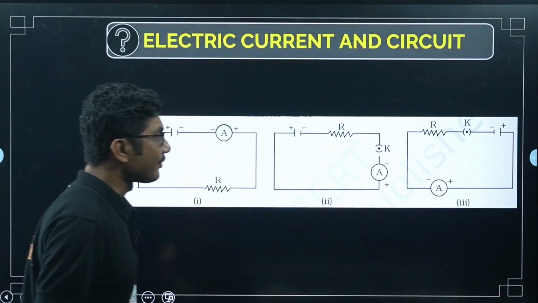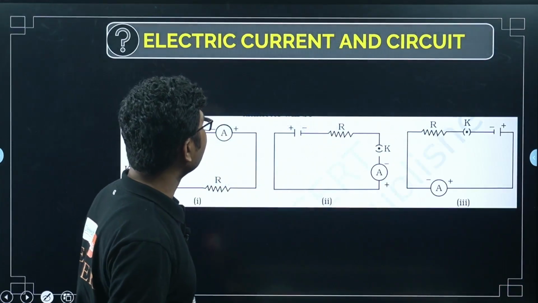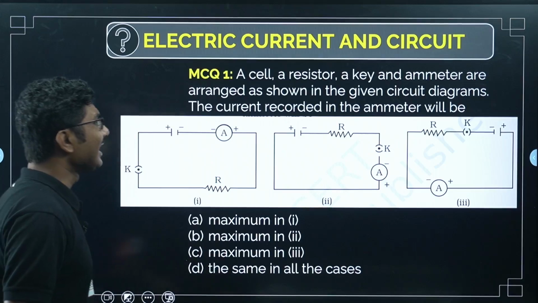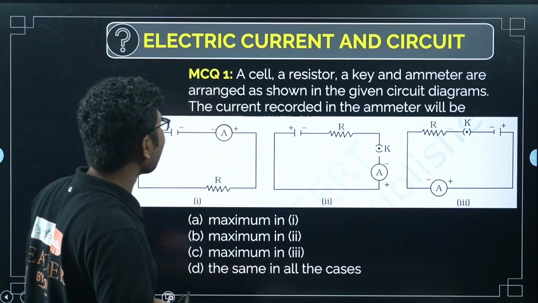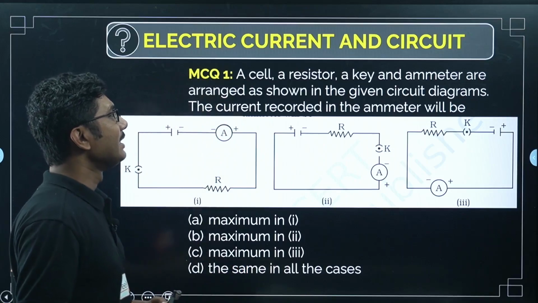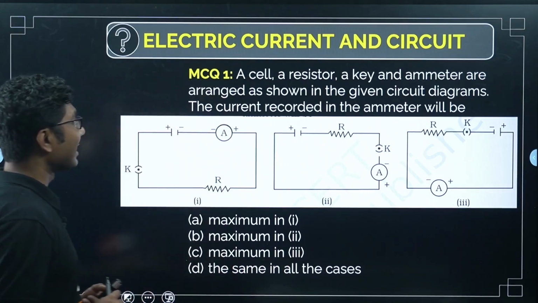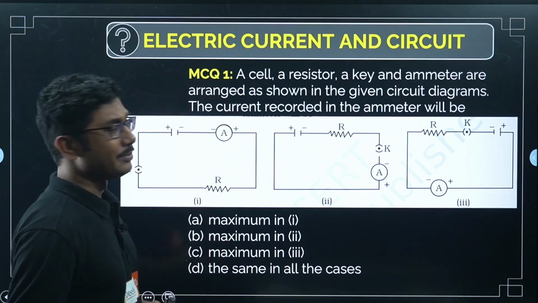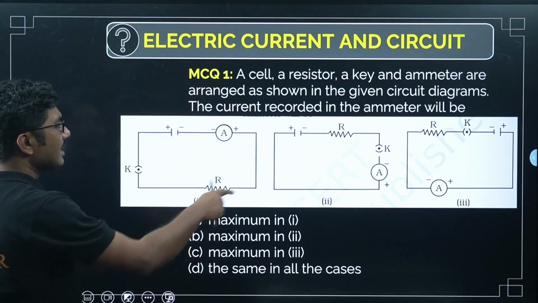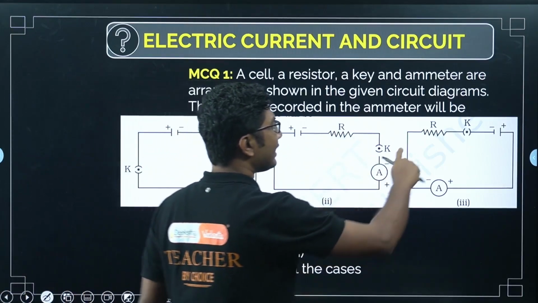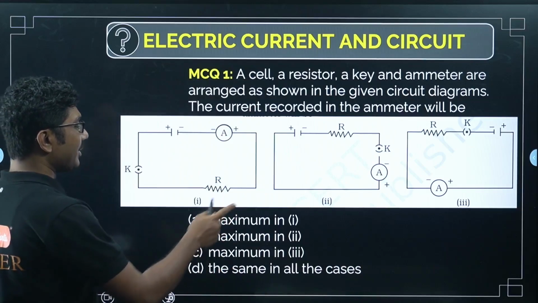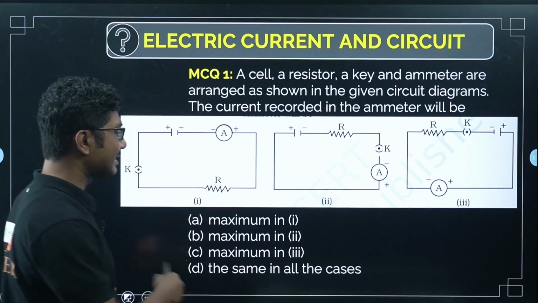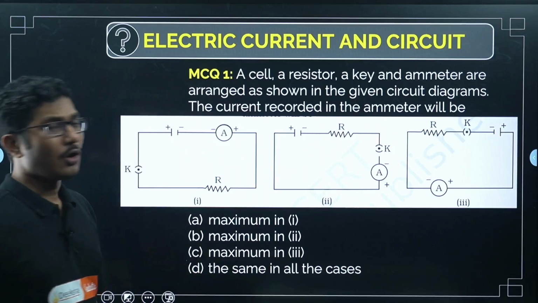Now let's start with the first problem. What is the first problem? A cell, a resistor, a key and an ammeter are arranged as shown in the given circuit diagrams. The current recorded in the ammeter will be... So now they have given you three circuits, and they have asked in which case the current will be maximum: in 1, maximum in 2, maximum in 3, or the same in all the cases.